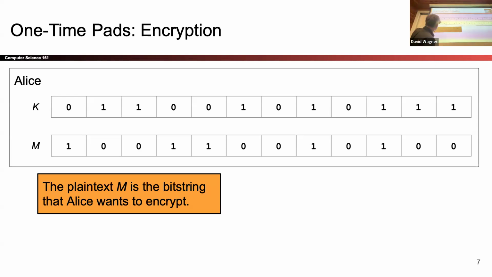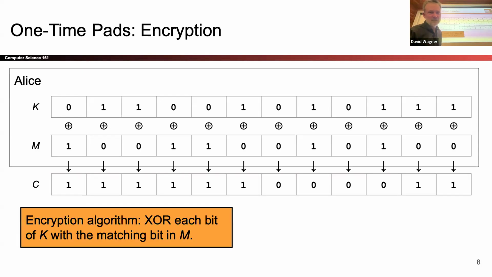And at the next position, I have a 1 and a 0. What should I get? 1. And a 1 and a 0, XOR those is 1. And a 0, 1, 1. So I can just fill in each bit position, and I get the ciphertext like this. Very simple encryption method.